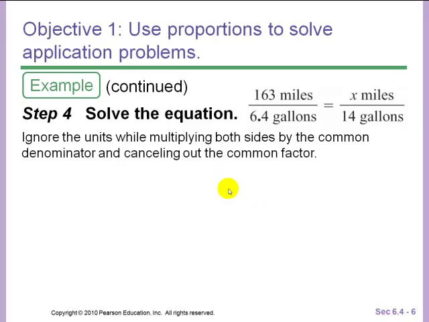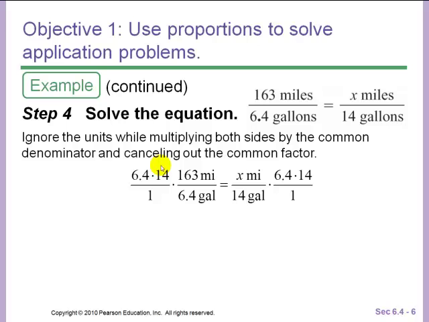Again, we are going to use my method, which is to multiply both sides by a common denominator that involves both the denominators, and then canceling out the common factors. So in this case, the common denominator we will be using is 6.4 times 14. I'm going to multiply both the left side and the right side of our proportion by that. Cancel out the common factor on the left, which is 6.4, and on the right, which is 14. Multiply 14 times 163 is 2,282, and x times 6.4 is simply 6.4x.